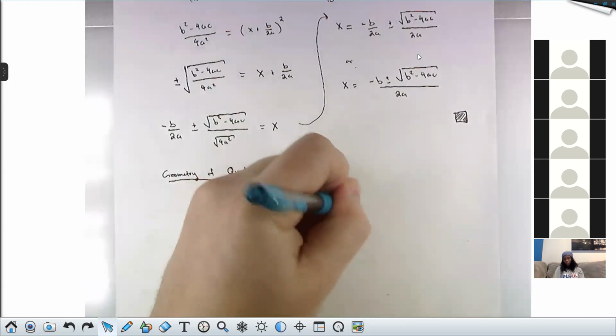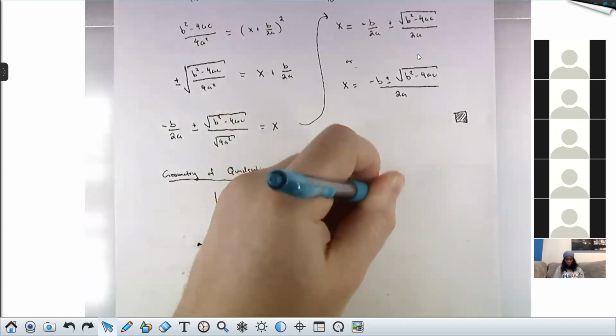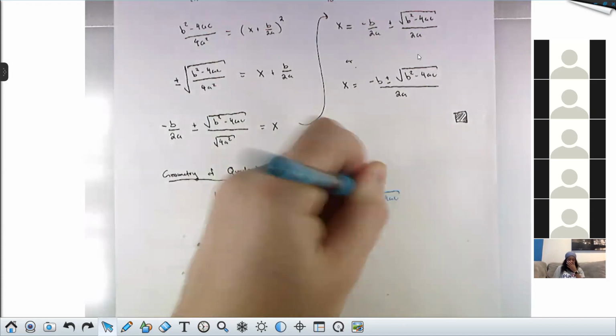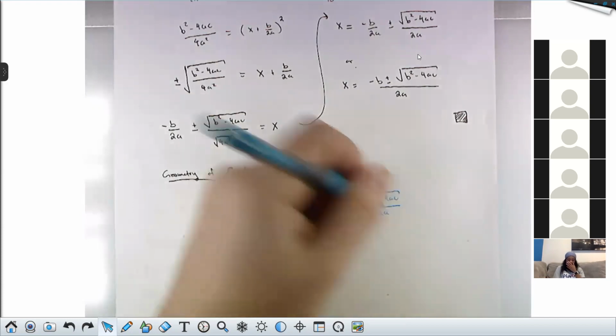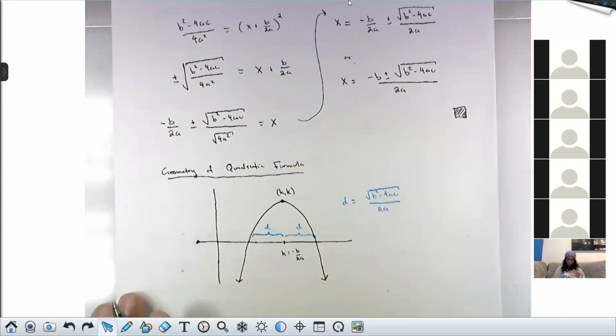And d here is the square root of b squared minus 4ac all over 2a. So the geometric interpretation of the quadratic formula is that the first piece, negative b over 2a, tells you your axis of symmetry. And the second piece, the square root over 2a, tells you how far to walk to the right, and how far to walk to the left from that axis of symmetry to get to your x-intercepts.